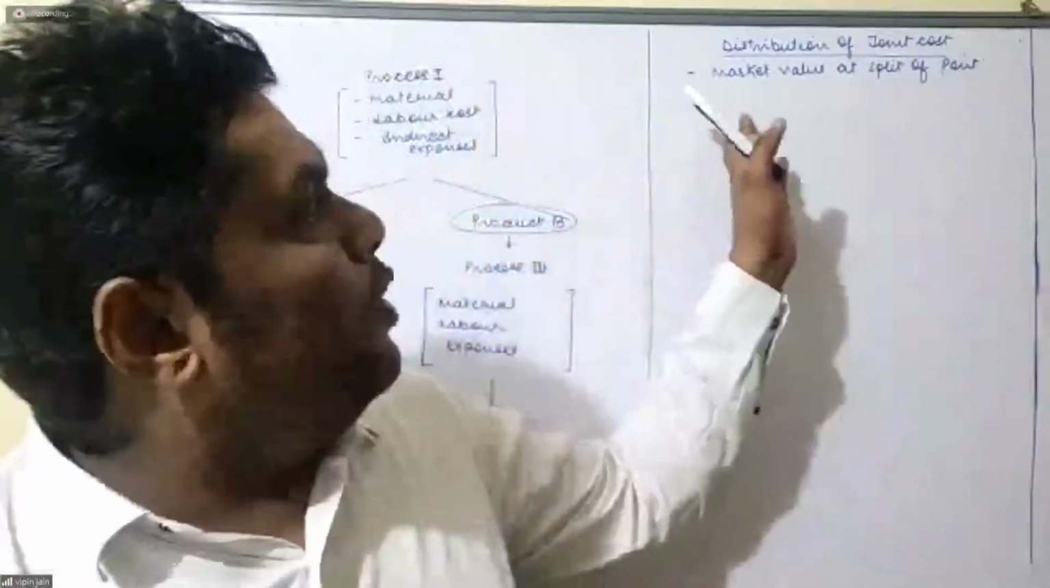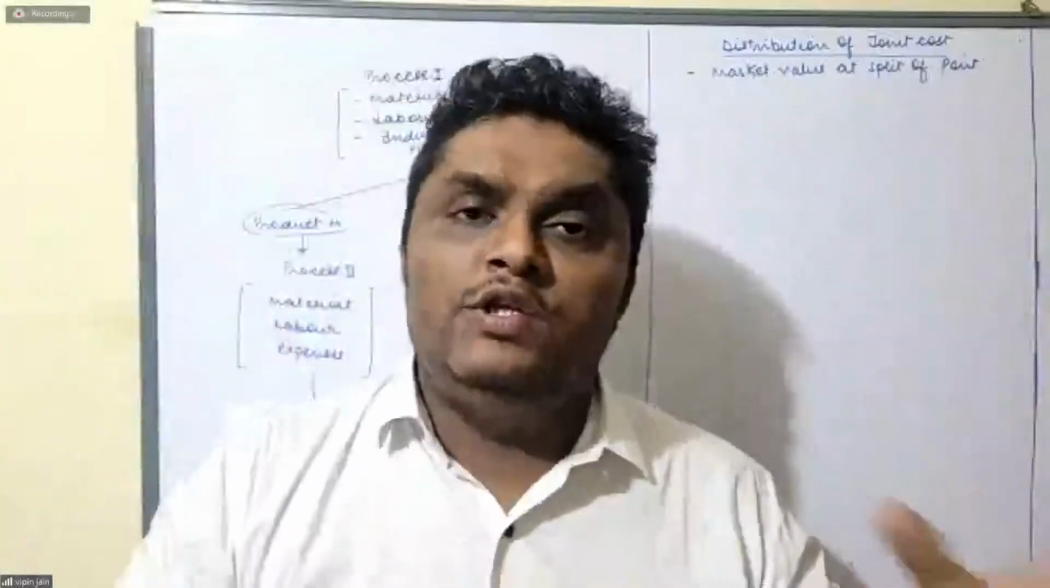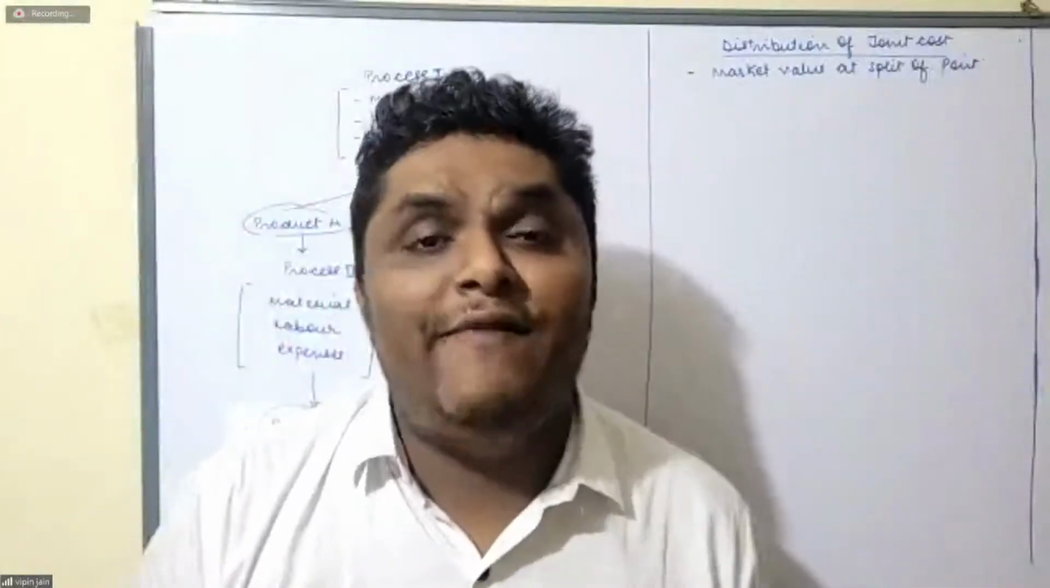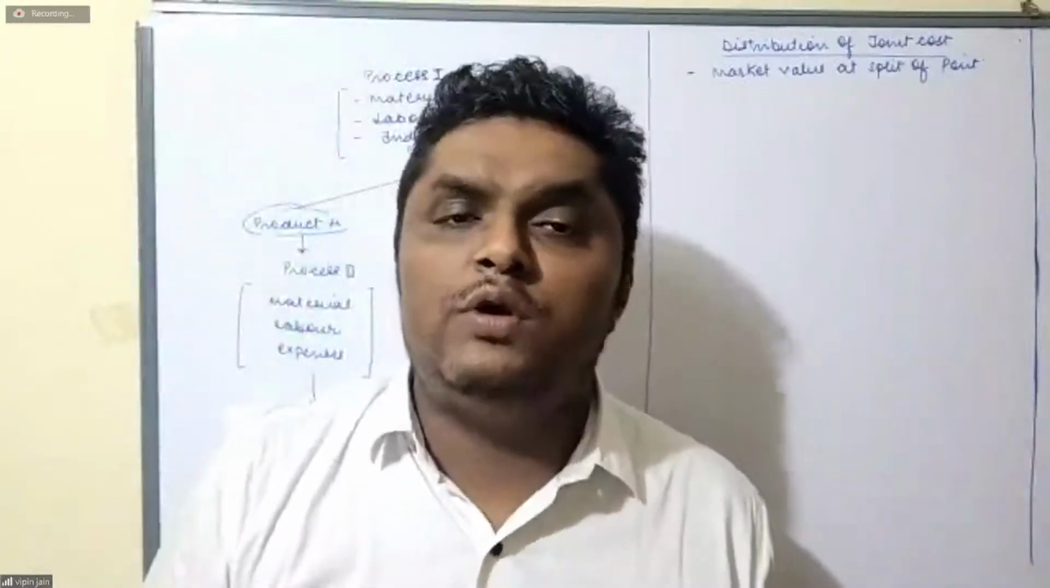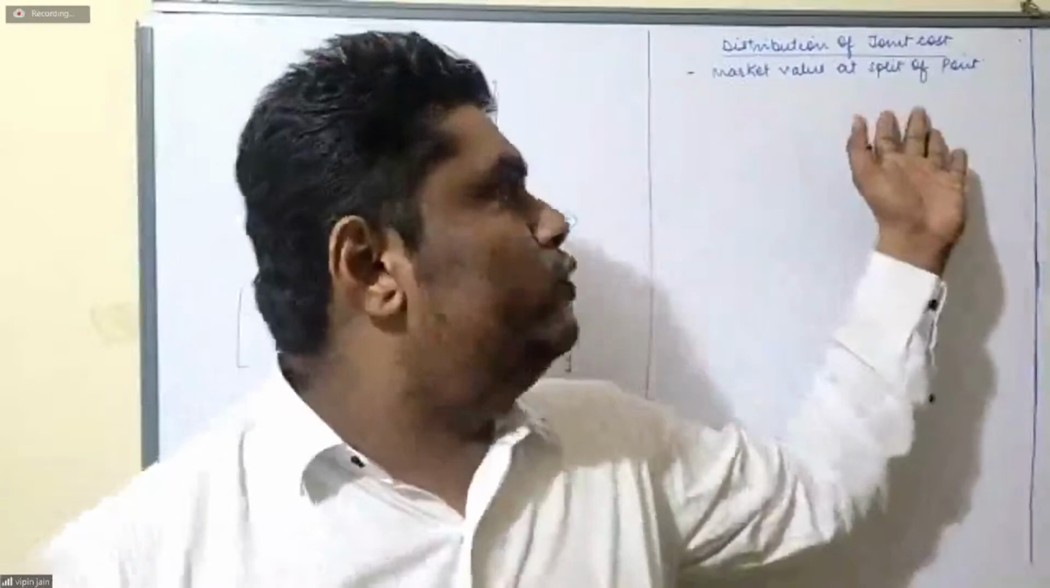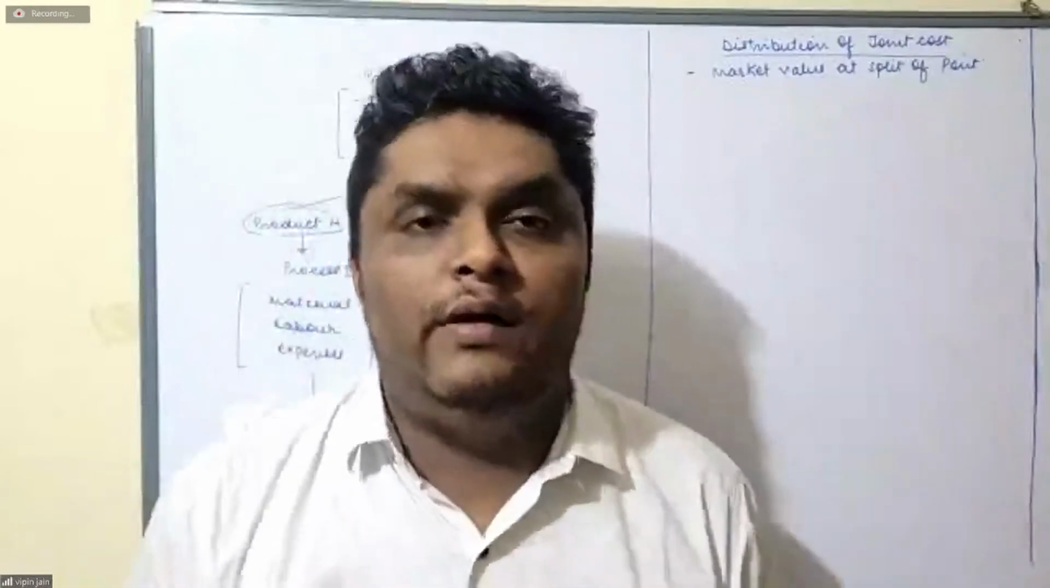So this is all about market value at split off point. So if product A and B have an active market, then the best possible approach to distribute the joint cost is what? The cost will be distributed at market value at split off point.